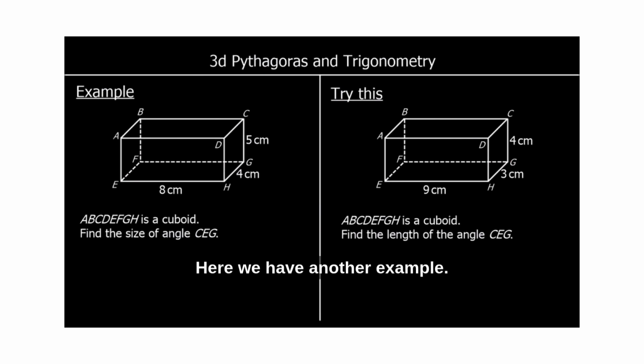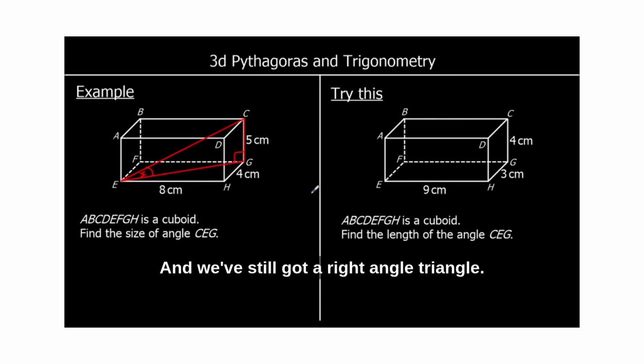Here we have another example. We have the same cuboid, but a different question. Find the size of angle CEG. So that's from C to E to G. What is the angle we're looking for? C to E to G. So that's this angle here. And we've still got a right-angled triangle.